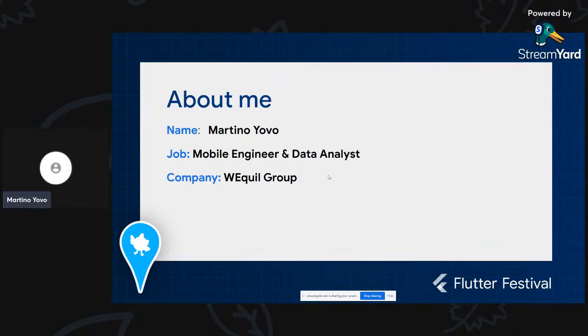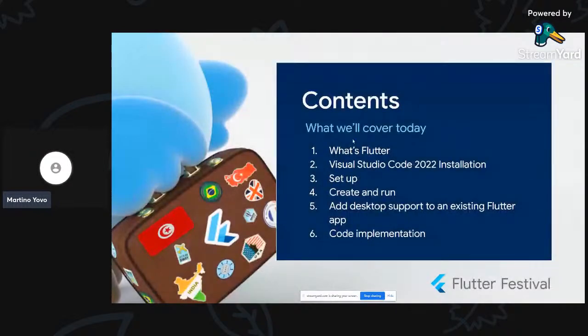So today, what we'll cover is basically we'll define first what is Flutter, and then we will install Visual Studio Code for setting up our Windows app, and then we will find basic commands that can help us create and run our Flutter app.